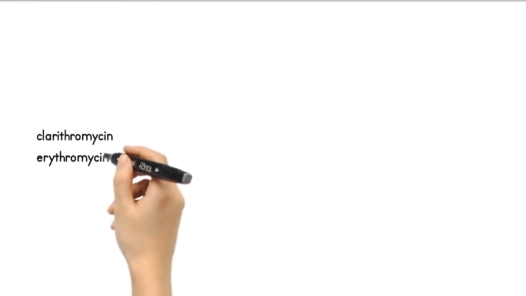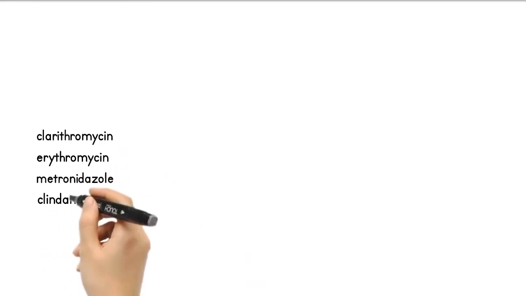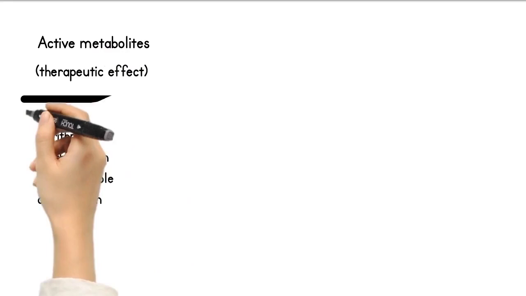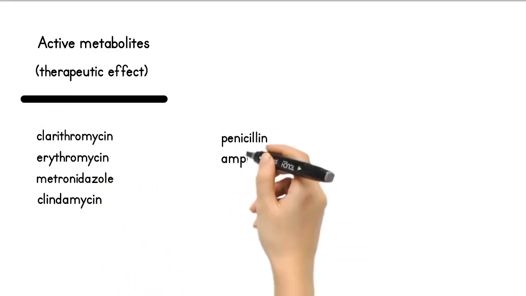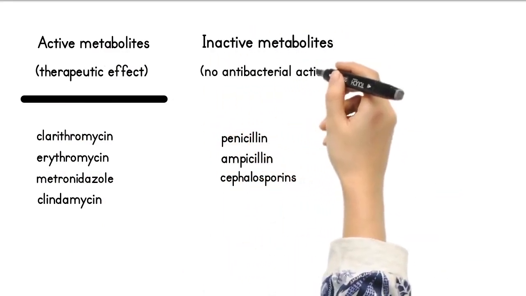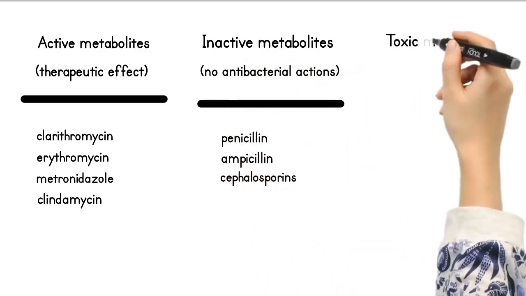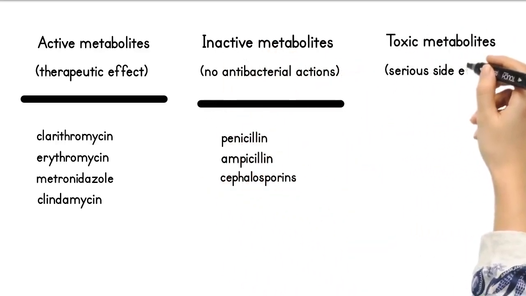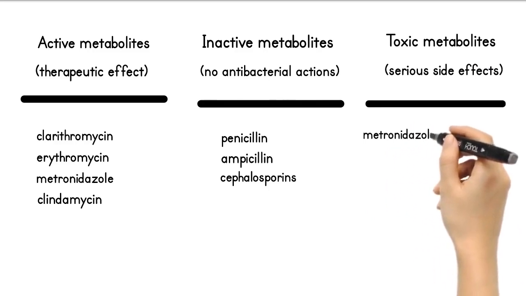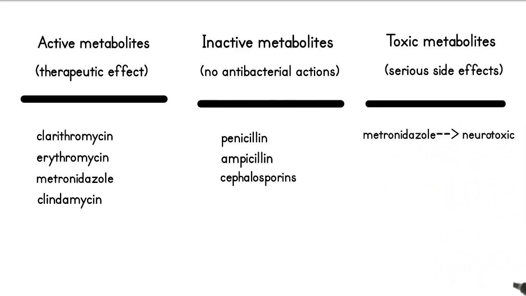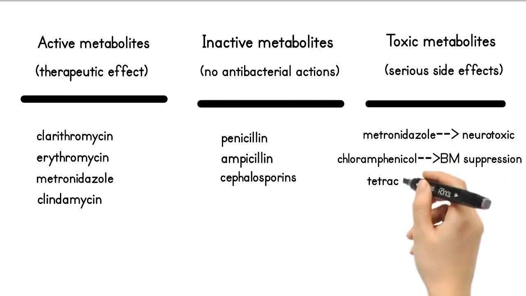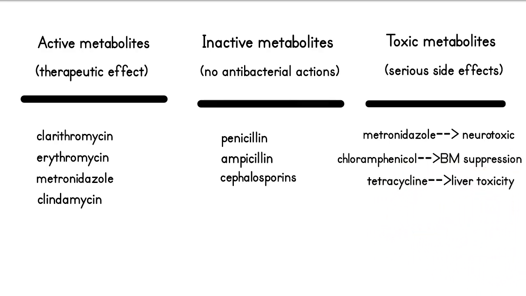Clarithromycin, erythromycin, metronidazole, and clindamycin are metabolized into active metabolites and have therapeutic effects even after metabolism. Penicillin, ampicillin, and cephalosporins are metabolized into inactive forms and do not contribute to antibacterial action. Some antibiotics are metabolized into toxic forms, causing serious side effects. Metronidazole metabolites can cause neurotoxic effects. Chloramphenicol metabolites can lead to bone marrow suppression, while tetracycline metabolites can cause liver toxicity.